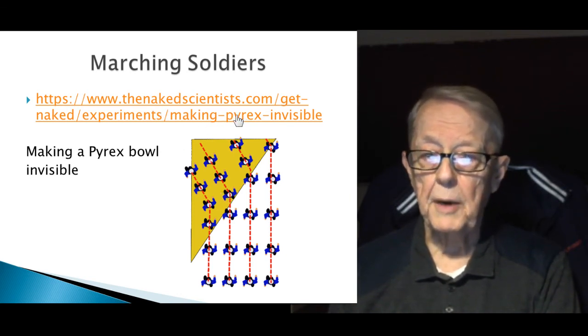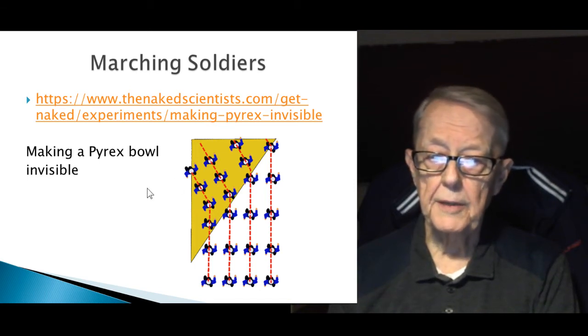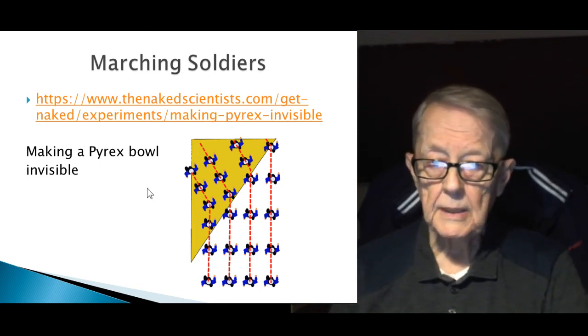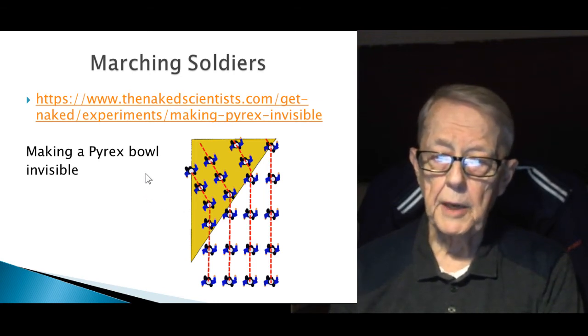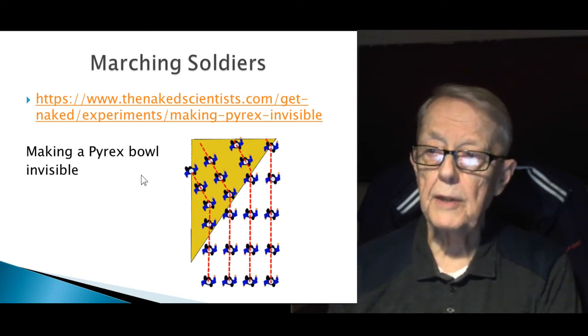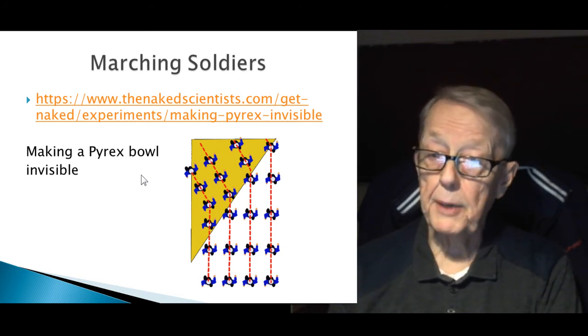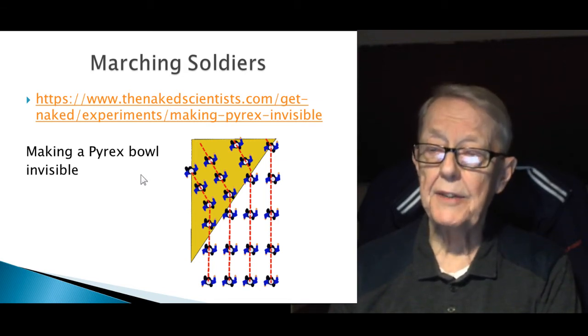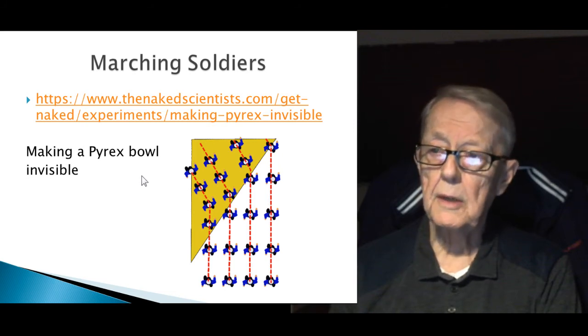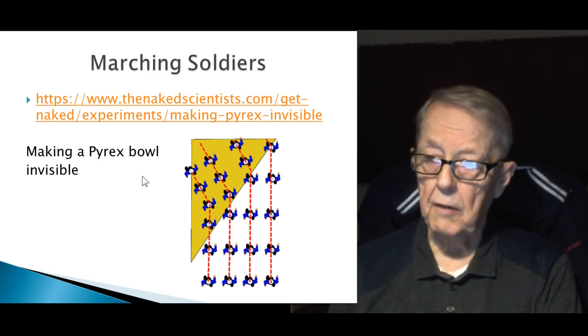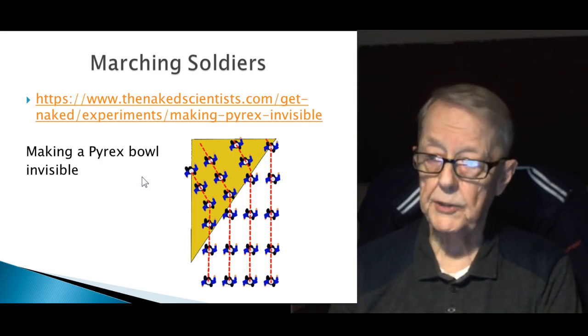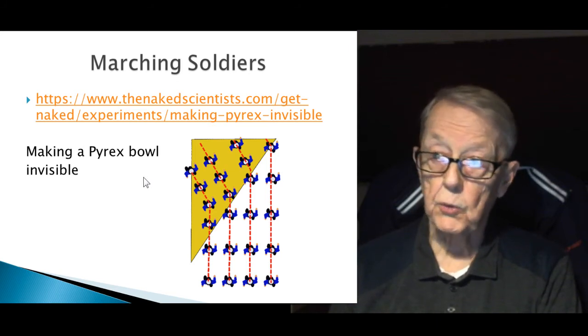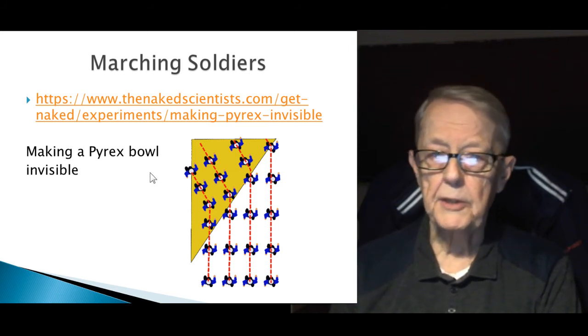The title of this one, by the way, Making Pyrex Invisible, they suggest in the article that you take a Pyrex bowl and push it down into a larger bowl with vegetable oil, and it disappears. It's like magic. Well, the explanation in this case is that the vegetable oil and the Pyrex glass happen to have the same index of refraction, and hence there is no refraction. It goes straight through like it wasn't there. Just an interesting side comment.